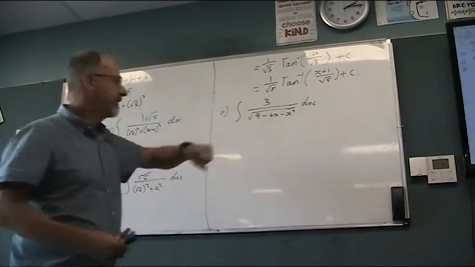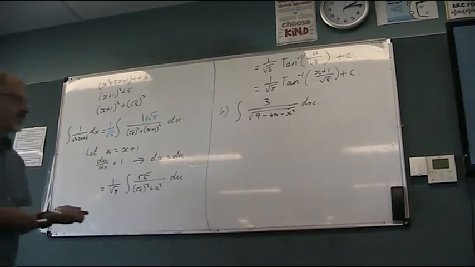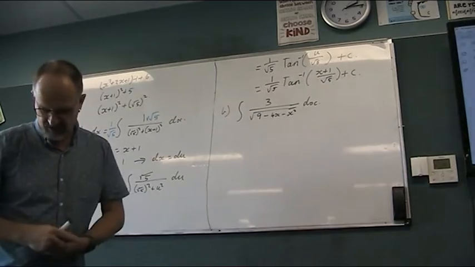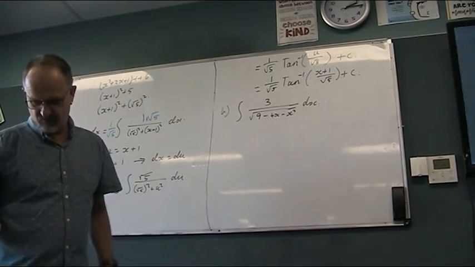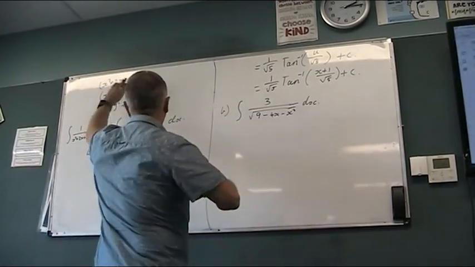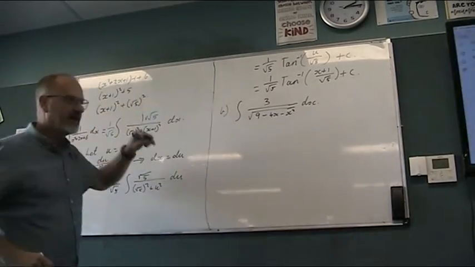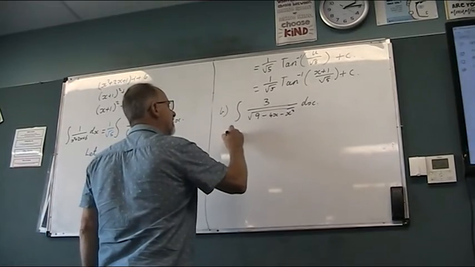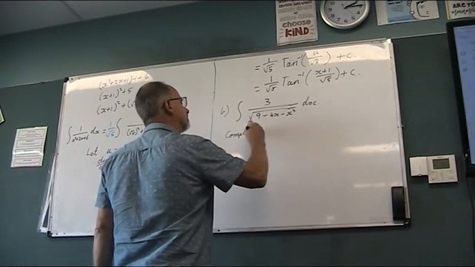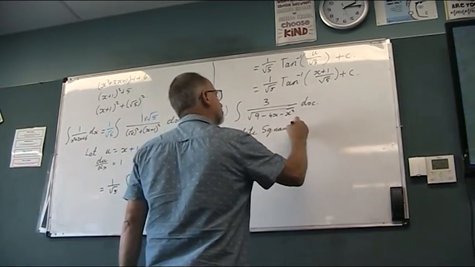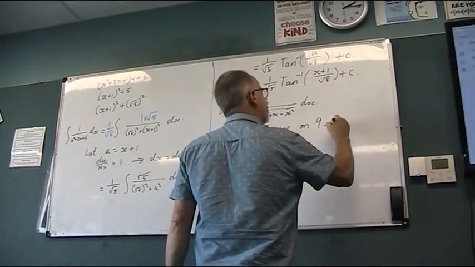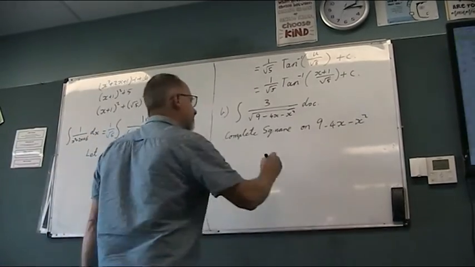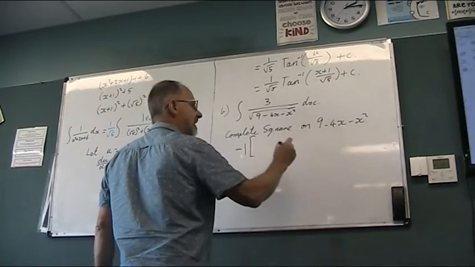And so you kind of need to try and, if we could change this in here into something squared minus something squared, we'd be in the same situation as we were here, and it would be either a cos or a sine. So, complete the square on minus 4x minus x squared. Alright, so first thing I'm going to do is take negative 1 out as a factor.